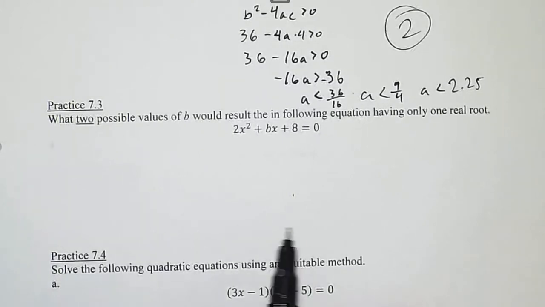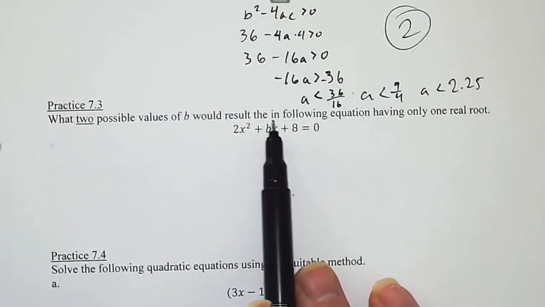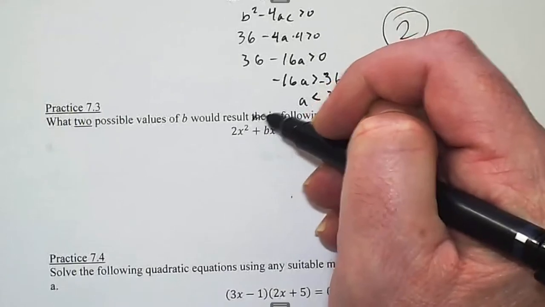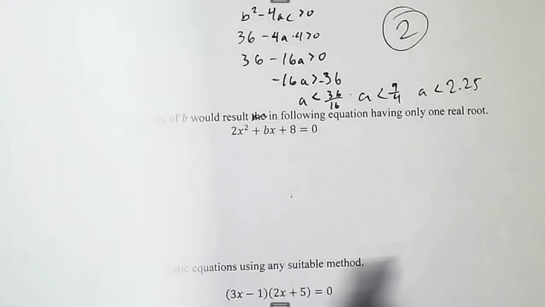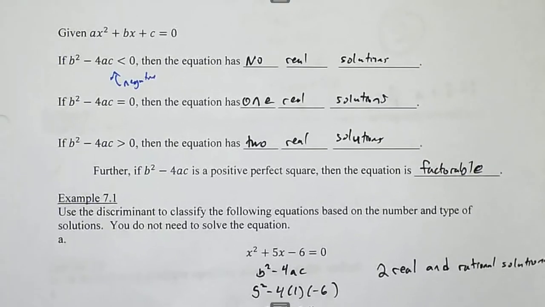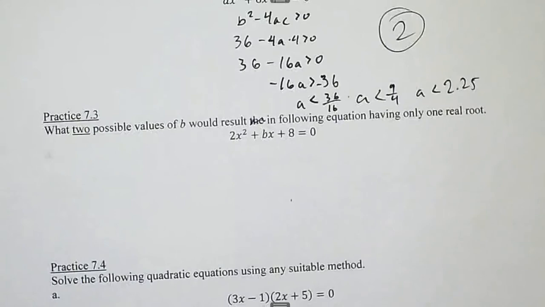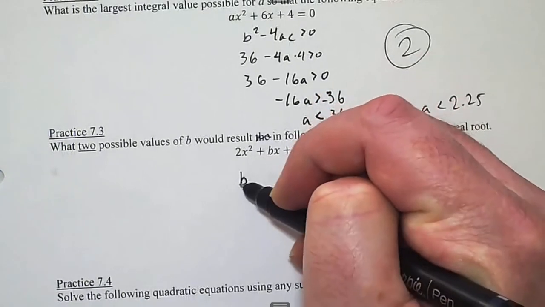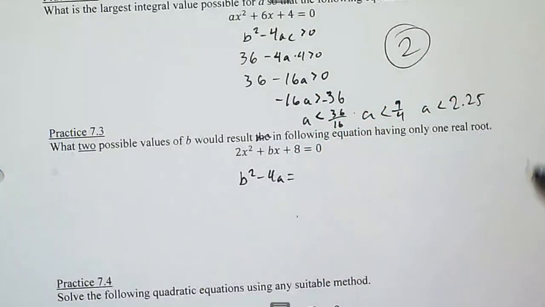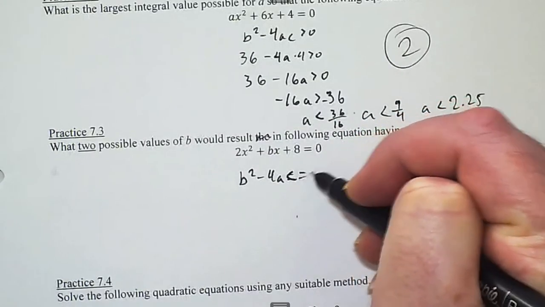All right, on practice 7.3, it says what 2 values of b would result in the following equation having only 1 real root. So think about what we know about the discriminant that causes it to have only 1 real root. It's right here on page 31. In order to have only 1 real root, the discriminant b squared minus 4ac has to be equal to what? It has to be equal to 0.